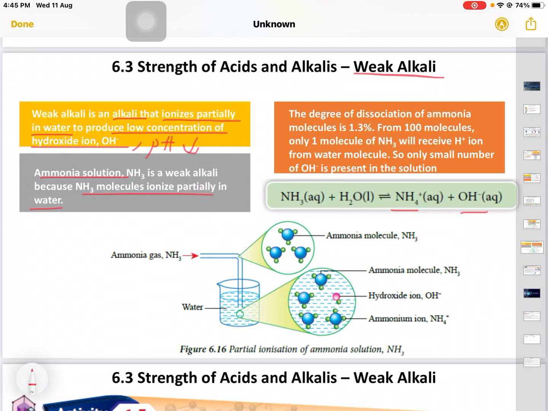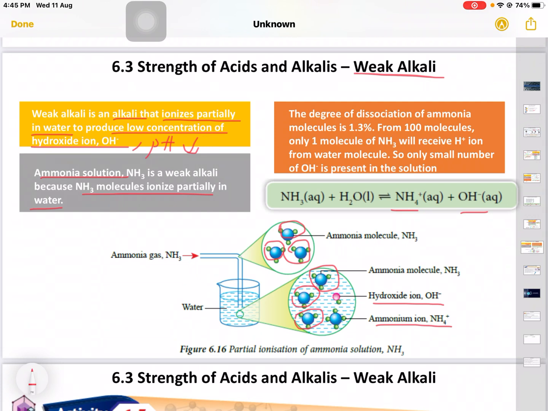Okay, look at this figure 6.16. This is ammonia molecules. When added into water, it will ionize and then form hydroxide ion and ammonium ion. But if you can see here, the ammonia molecules are more numerous compared to the ammonium ion and hydroxide ion.